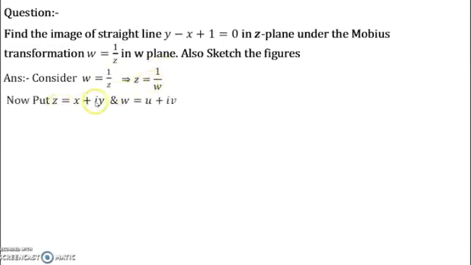Consider the given transformation w is equal to 1 by z. I am transforming that into z equal to 1 by w. We already know that z equal to x plus iy and w is equal to u plus iv. Substitute that into z equal to 1 by w. So I am getting x plus iy is equal to 1 by u plus iv. Whenever they give the transformation w is equal to 1 by z, you must change that into z equal to 1 by w and replace the corresponding values.